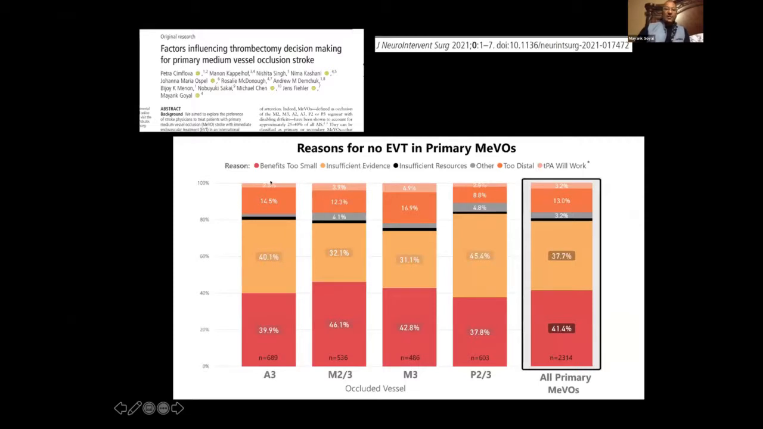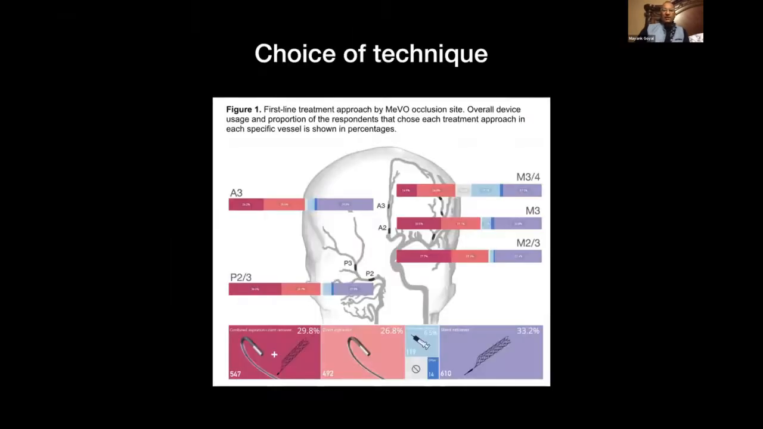And obviously the benefits being too small, we have to think about how to choose the patient so that we are able to maximize benefit and compensate for the risk that EVT has. We also looked at what the various treatments are that people use for MeVO.